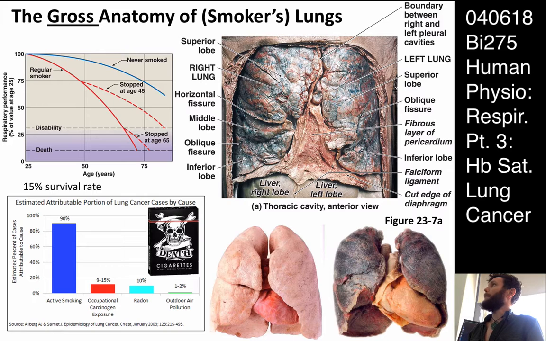So here is a dissection of someone who was a smoker. And you can see the black tar deposits in that tissue just from this. And down at the bottom, we have some resected lung tissue, happy pink on the left, which is hopefully everyone in the room, and the damaged lung tissue of a smoker on the right.